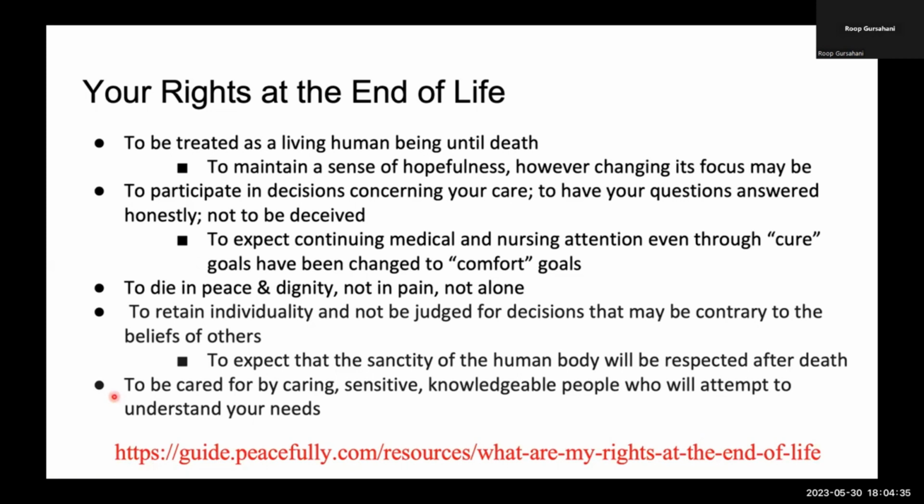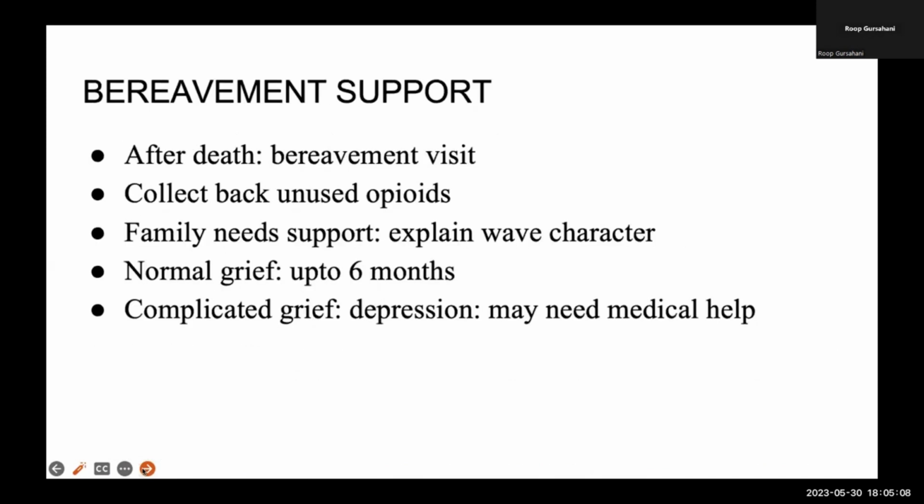We have rights in medical care. We also have rights at the end of life. Probably the most important is to be treated as a living human being until death. The next is to participate in decisions about your care, to die in peace and dignity, not in pain and not alone, to retain individuality and not be judged, and to be cared for by caring, sensitive, knowledgeable people who will attempt to understand your needs. There are much more, there's a pretty longer list, but these were the ones that really appealed to me.